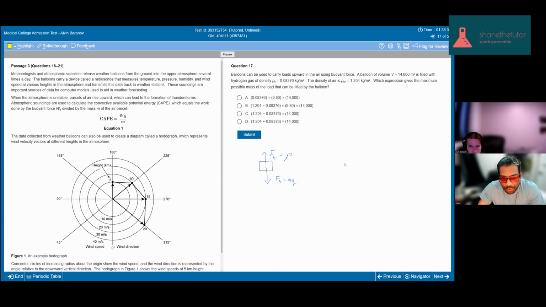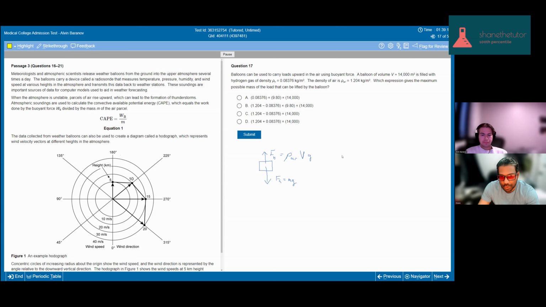So this would be rho of the air, and it would be the volume of air that is displaced, which is easy for these types of problems where something's fully submerged, because the volume of the object will be equal to the volume of the fluid displaced. It can be a little annoying if it's half submerged. And then g, right? So that's our buoyancy expression.